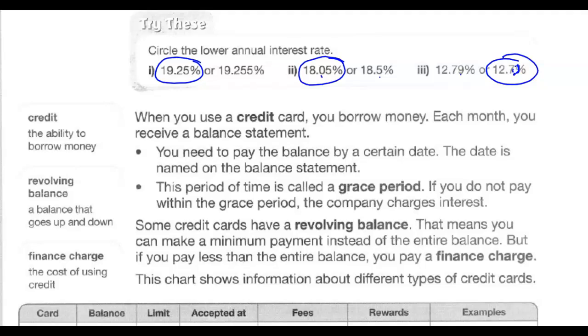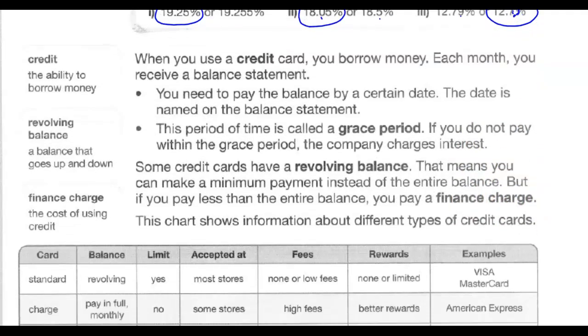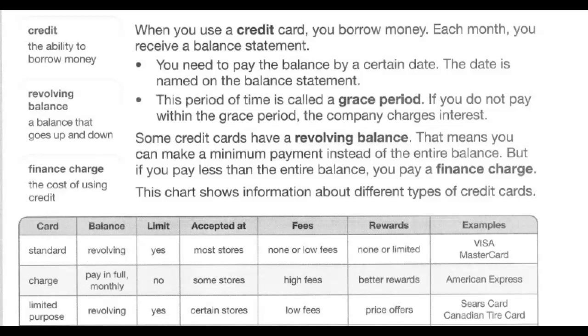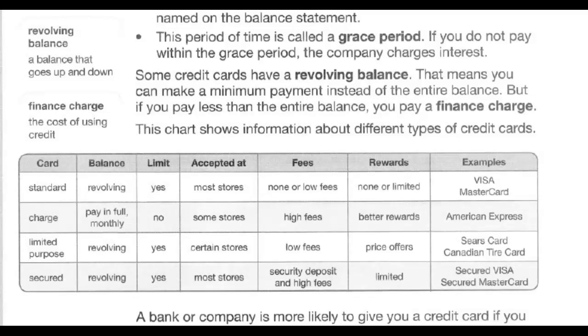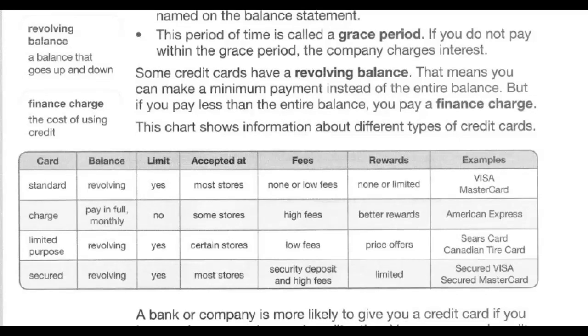So some credit cards have a revolving balance. That means that you can make a minimum payment instead of the entire balance. But if you pay less than the entire balance, you pay a finance charge, right? And that's typically what happens. Often the finance charge is the interest. Sometimes it's a flat fee, but not usually. So the chart shows some different types.